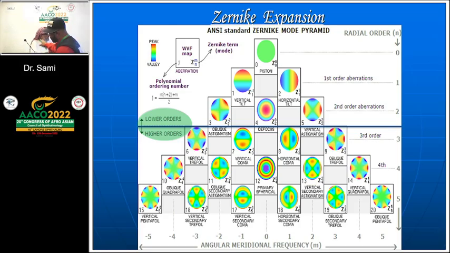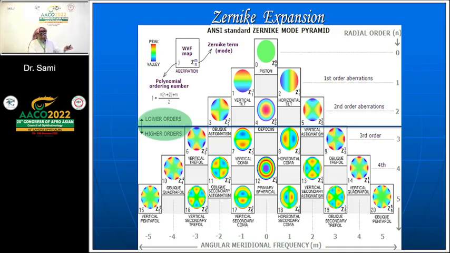If you look at the pyramid, it's a big one. It goes up and down. Number 0 is not being counted. Number 1, piston, is not counted for us; it is for physicists. Starting from here, number 2. Number 2 is the low order aberration. Why do we call it number 2? Because there are only 2 aberrations here: 1, 2, 1, 2. This is astigmatism, and this is astigmatism, and this is sphere or cylinder.